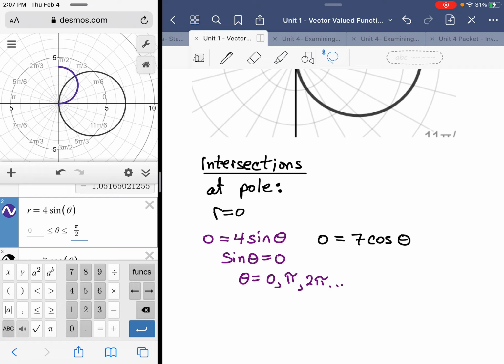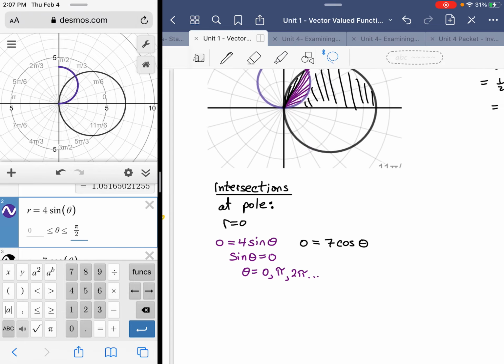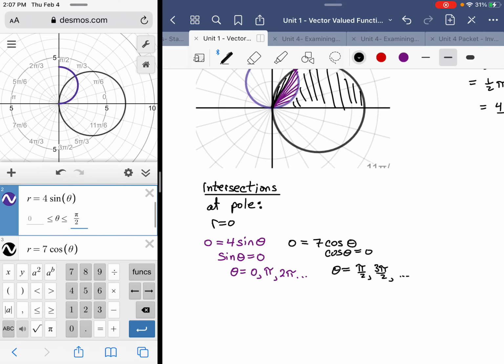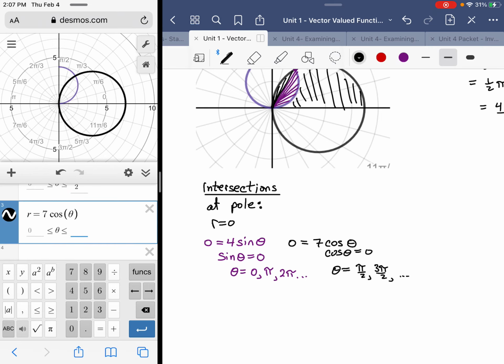Definitely a little bit more than whatever the intersection is between the two, which we'll have to figure out in a second. All right, so for the other one, we're looking at cosine of theta equal to 0. That happens in a variety of circumstances: pi over 2, 3 pi over 2, and so on, 5 pi over 2, negative pi over 2 if you want.